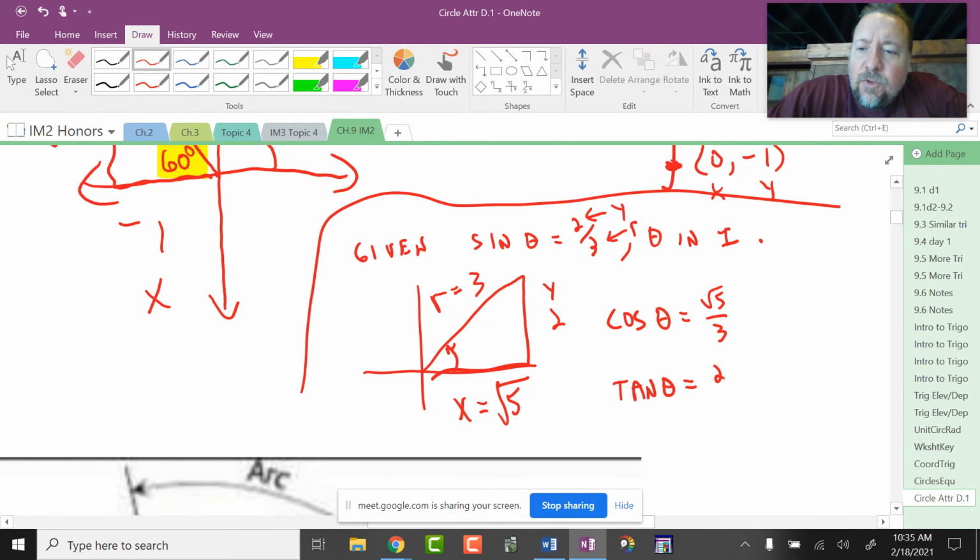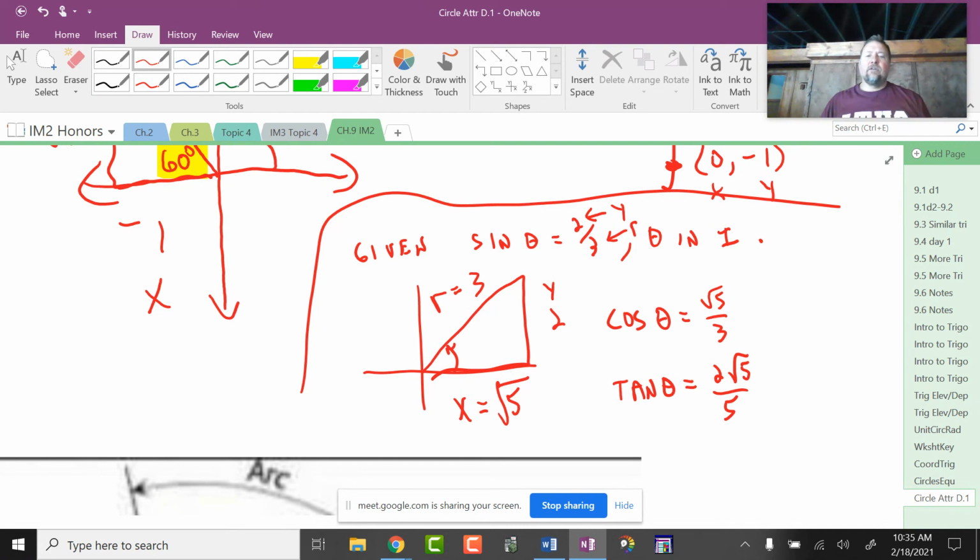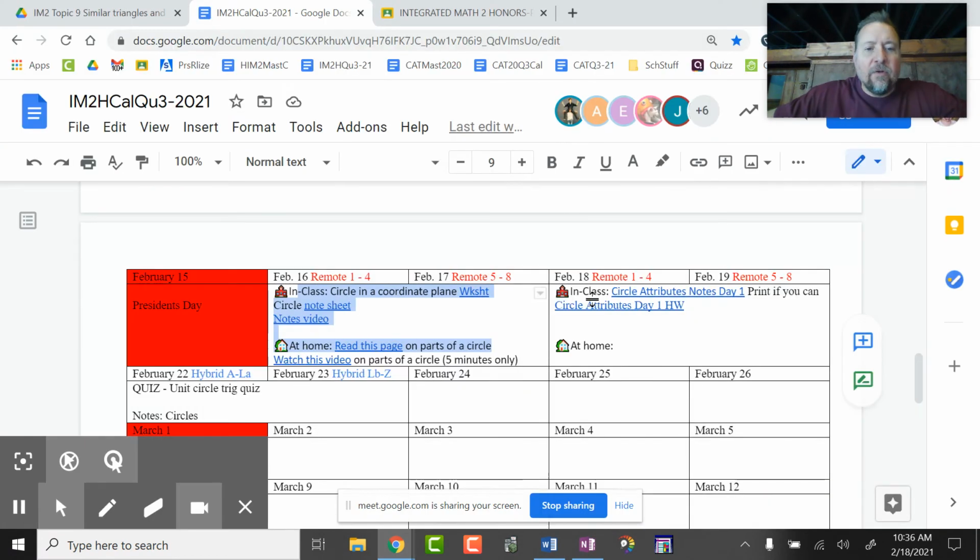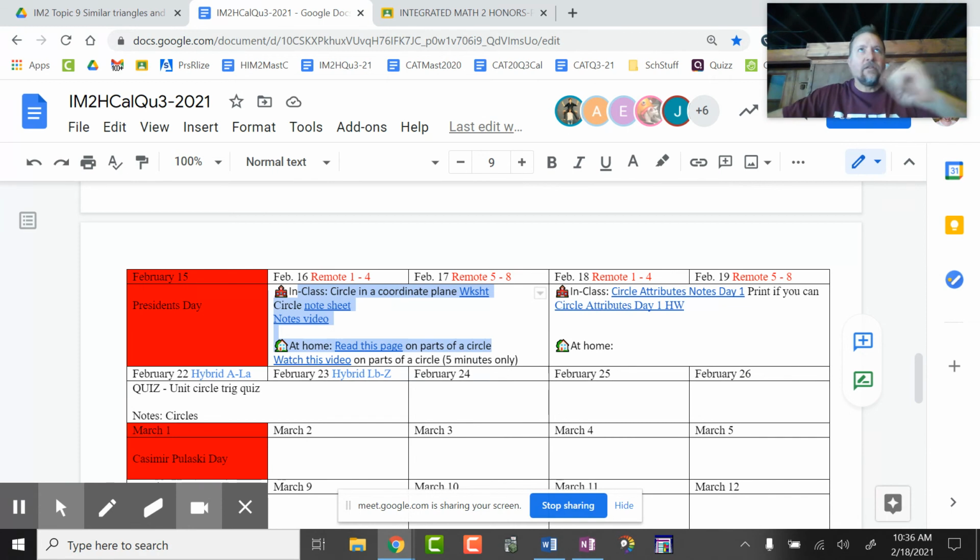Tangent's y over x, which is 2 over root 5. Know how to rationalize. And then secant, cotangent are flips of that, and cosecant's flips of sine. So you remember those. So it either can be expressed like that, or a terminal side passes through this coordinate. Well, you draw x, you draw y, you find r through the Pythagorean theorem, and then you do the same. Okay, so just warning you about what's on the quiz when you walk in, and then we're going to move on with circle attributes that we're going to start today.